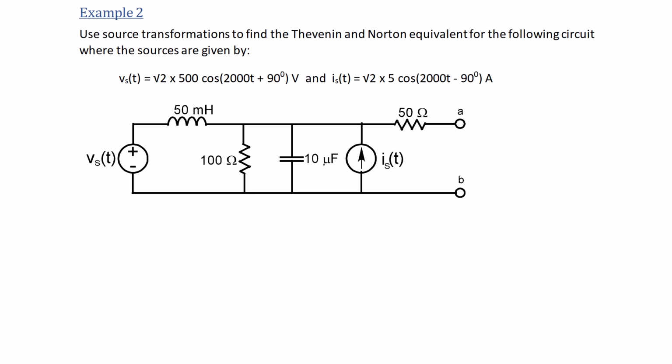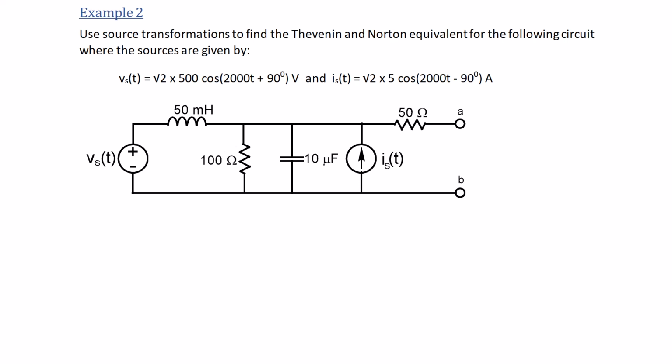Example 2: use source transformations to find the Thevenin and Norton equivalent for the following circuit, where the sources are given by Vs of t equals the square root of 2 times 500 cosine of 2000 t plus 90 degrees, and Is of t is equal to the square root of 2 times 5 cosine of 2000 t minus 90 degrees.